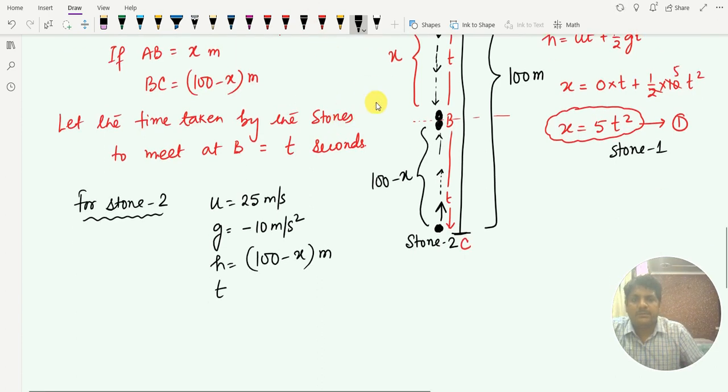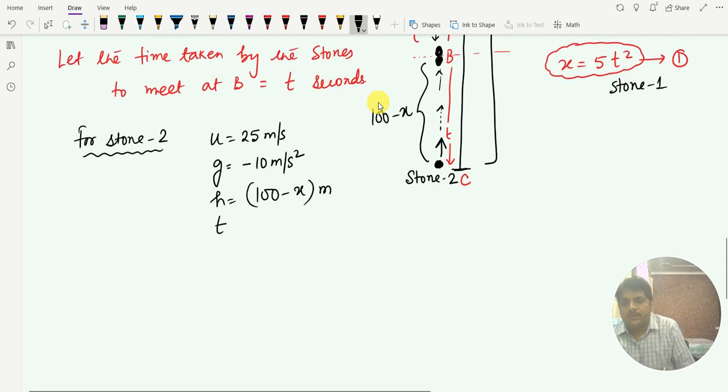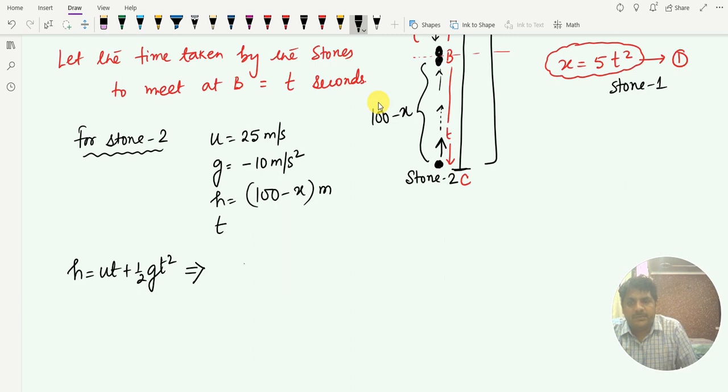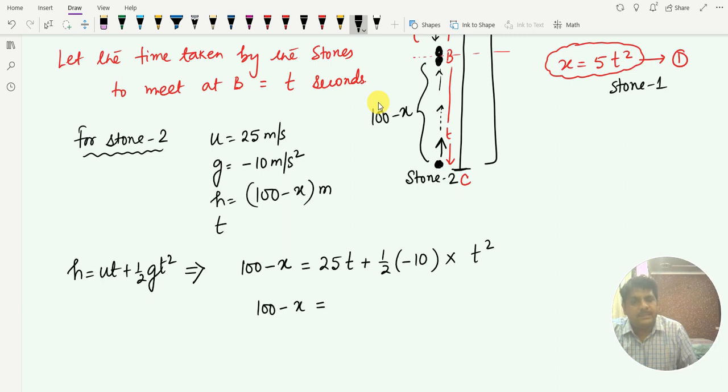Again we can use equation number 2. So h is equal to ut plus half gt square. अगर हम यूज करें, h के जगह हम यूज करेंगे, 100 minus x is equal to ut, so it is 25t plus half into minus 10 into t square. So you get 100 minus x is equal to 25t minus, ये 2 से 10 कट जाएगा 5, so we get minus 5t square. Now this is the equation we get.